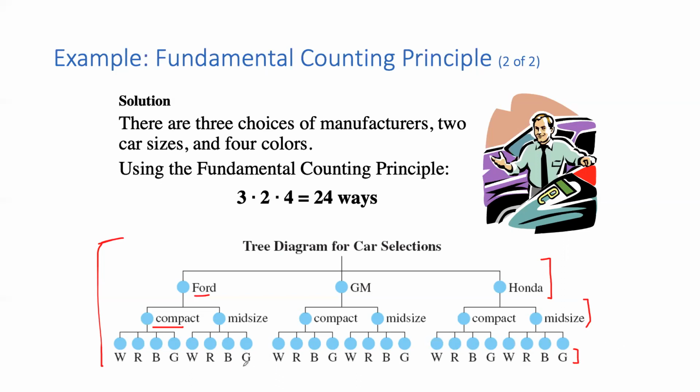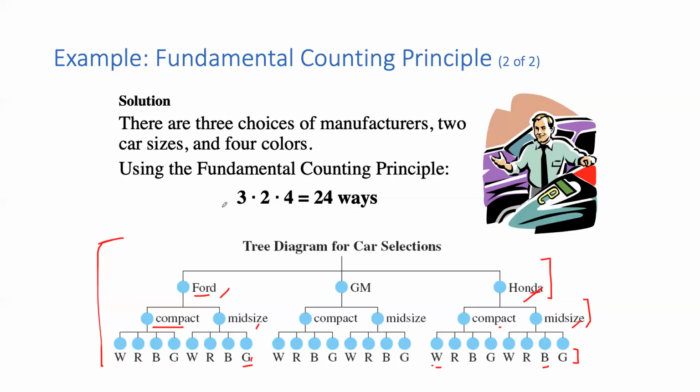The way to read this is that this G here represents a green mid-size Ford. This W here represents a white compact Honda. This B here represents a black mid-size Honda. So straight away, you can see that if the number of choices and the number of levels of the experiment begin to increase, then it becomes very, very complicated to keep drawing these tree diagrams and these branches and so on and so forth.